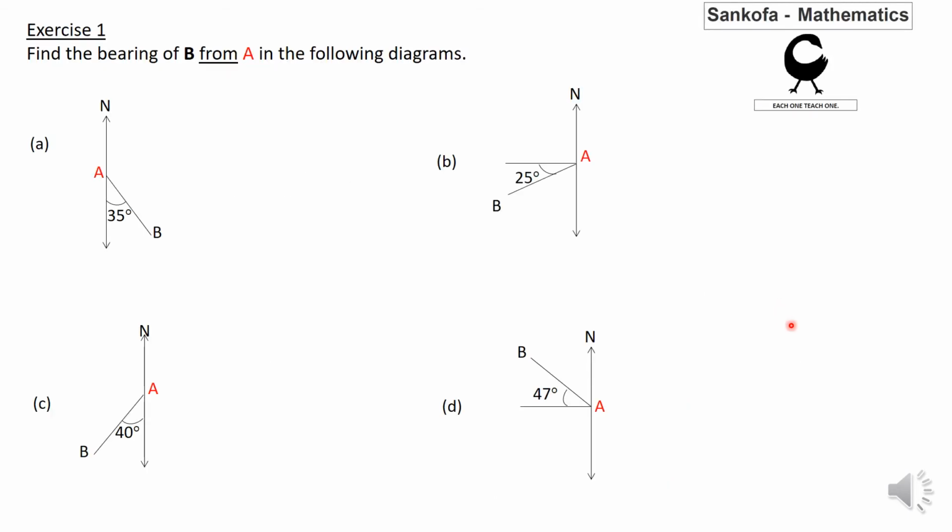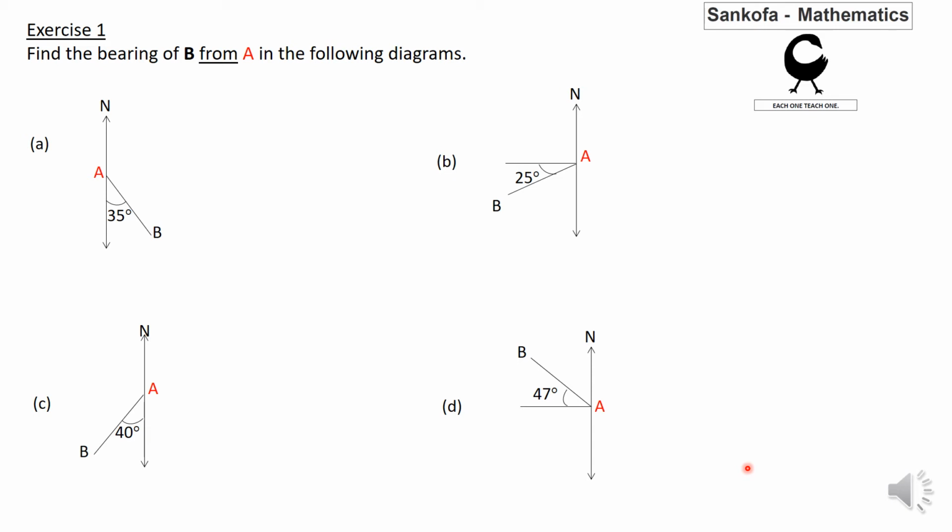Okay, so let's get started with an exercise. What I'm going to do in this exercise is, first, you're going to find the bearing of B from A. And then I'm going to switch them around and say the bearing of A from B. We're going to call that the reverse bearing. So these are 4 questions that you can start, and you can pause the video and see if you can work them out.